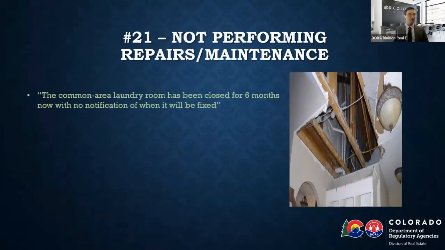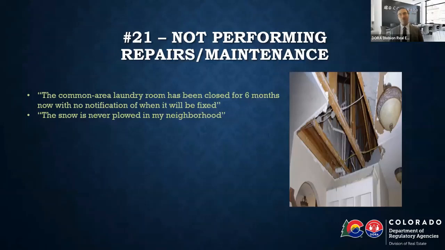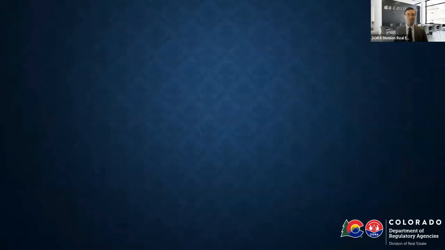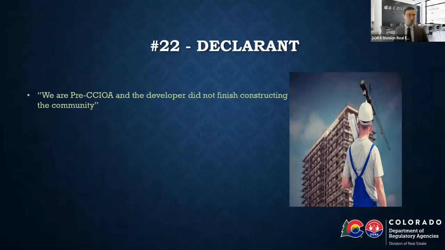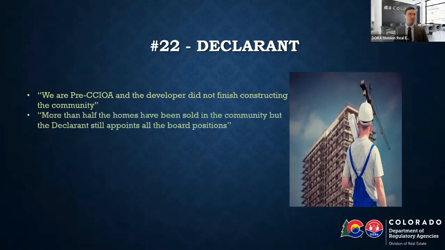Not performing repairs. The common area laundry room has been closed for 6 months with no notification of when it'll be fixed. The snow's never plowed in my neighborhood. And declarant. We don't get too many of these, but it might be something like, we're pre-turnover and the developer didn't finish constructing the community. So what are we paying dues for? For example, more than half the homes have been sold in the community, but the declarant still appoints all the board positions.